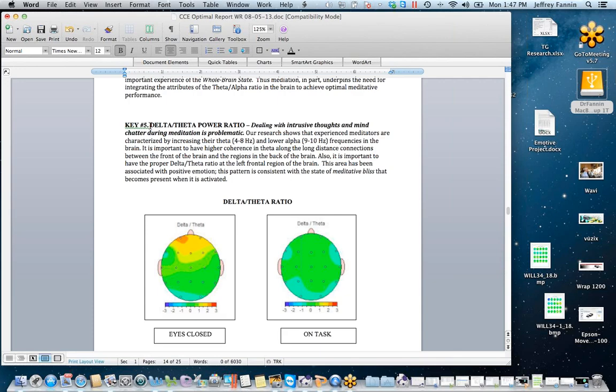So we look at this other ratio here, your delta theta ratio, and this deals with intrusive thoughts and mind chatter, stuff like that. And that's what's going on here, just in the eyes closed condition. And then as soon as you get into that whole brain state, you see, it goes to a perfectly normal range. So you're able to filter out all of that garbage. Good. Very cool, huh?